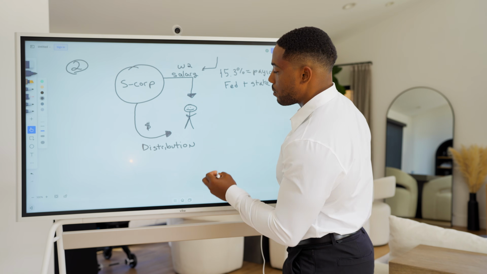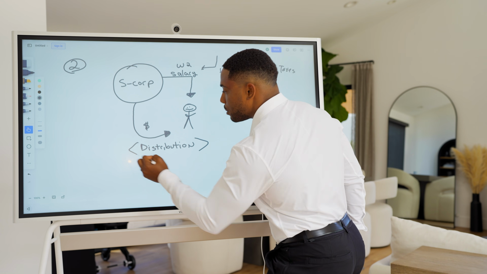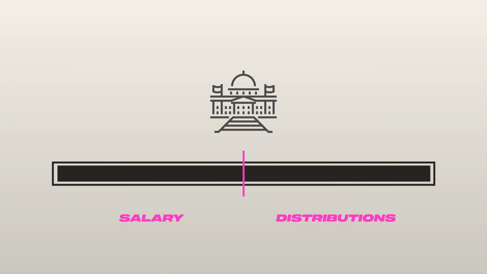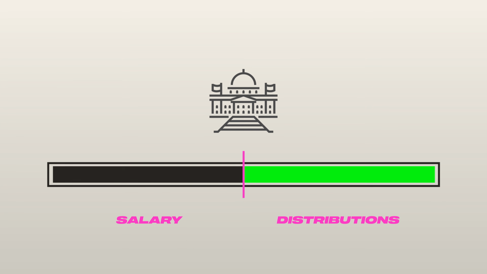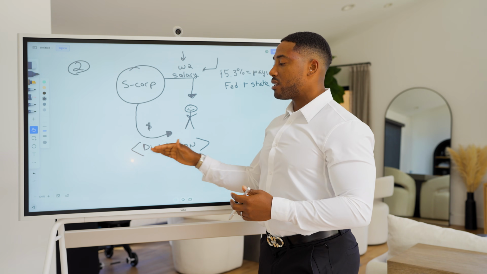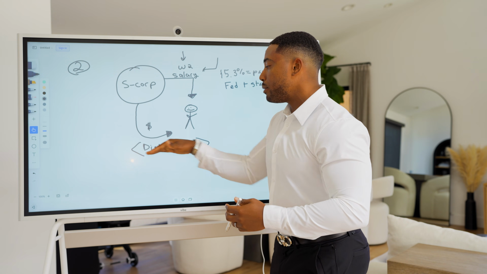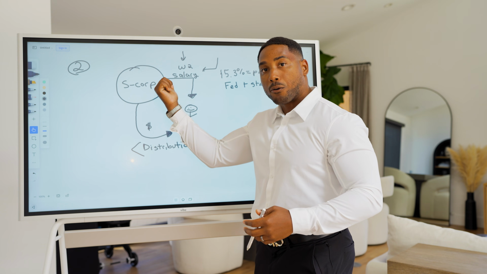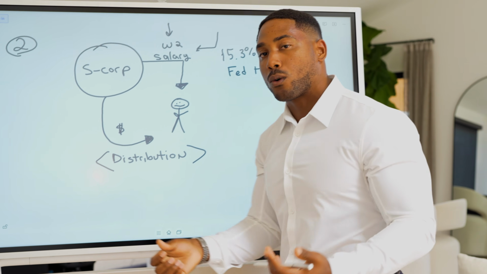Another thing to take into consideration is you still can take distributions even though you're taking a salary. So the salary is the portion that the IRS says that you have to take. Distributions is however much you want to take. But I always encourage business owners to always leave enough income in the business to be able to cover expenses, cover taxes, and cover payroll. That's how you run a successful S corporation.